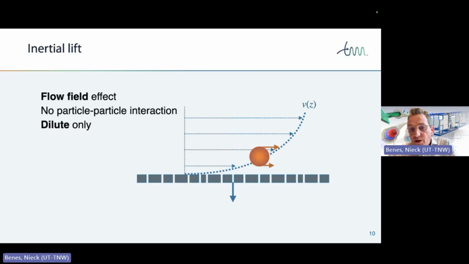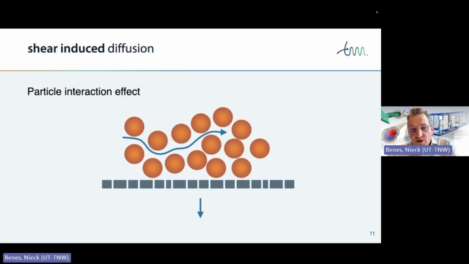And this will lead to an additional inertial lift effect, which is referred to. So this is especially the case in very dilute solutions. Now, if we go to far more concentrated solutions, then the flow through the concentrated area, where there are a lot of particles present, will be affected by the very presence of the particles.